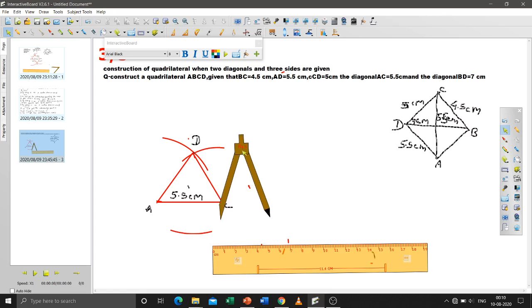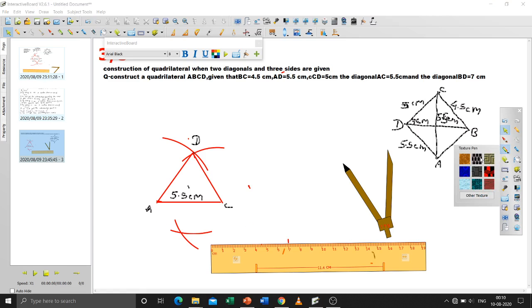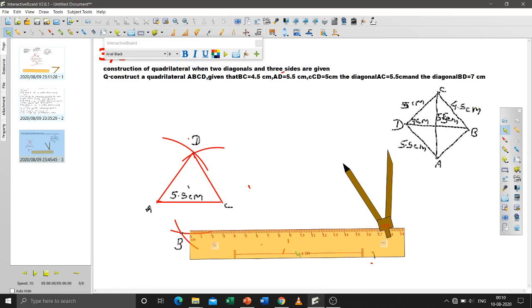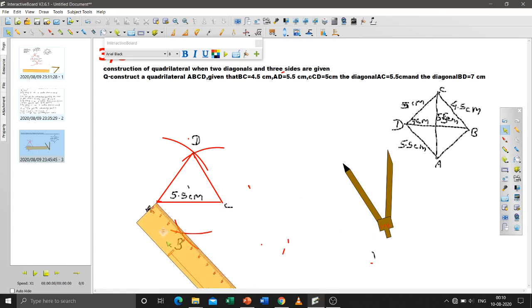Now by taking C as a center, we'll draw an arc that will mark the intersecting point as B. We'll mark the intersecting point, this is B. With the help of the ruler, we'll join AB.